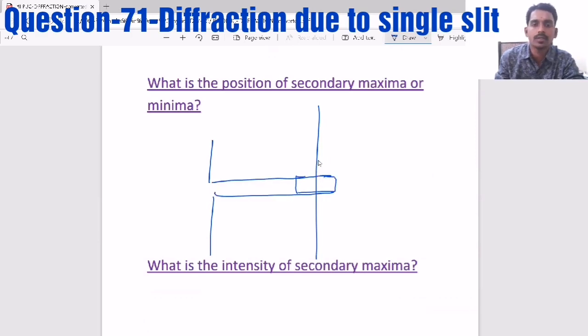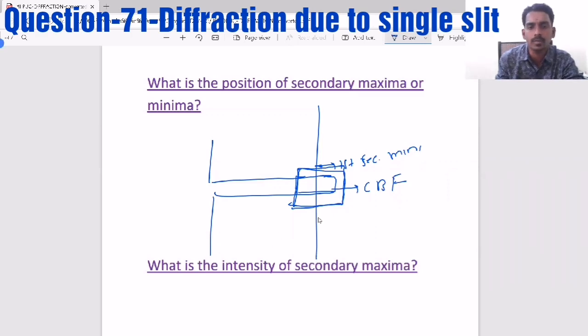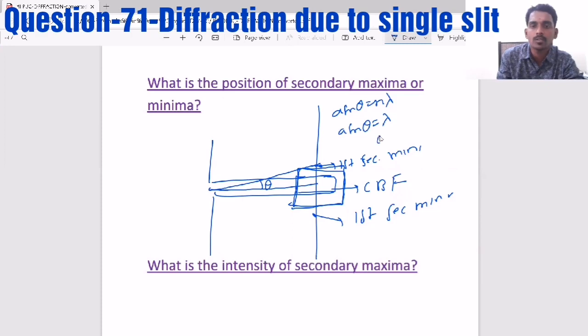So here is the central bright fringe, and the immediate one is called the first secondary minima. Now when you take the angular position theta, a sin theta equals n lambda. So n equal to 1, a sin theta equals lambda, so theta equals lambda by a. So lambda by a is the angular position of the first minima.